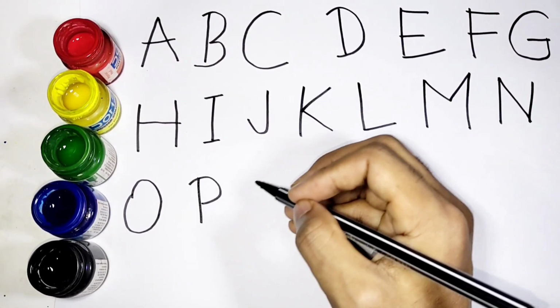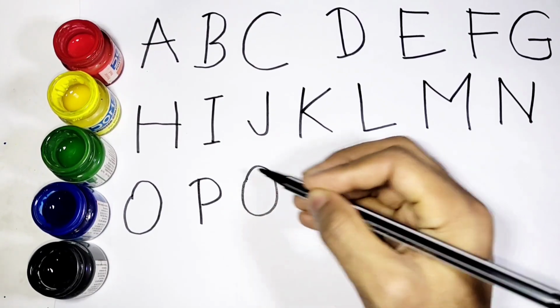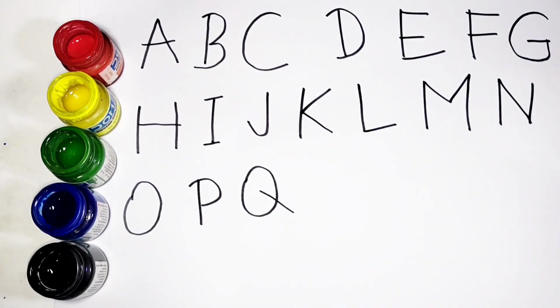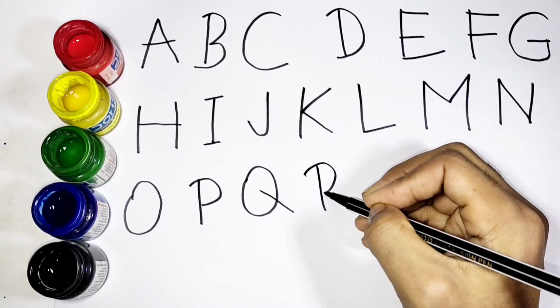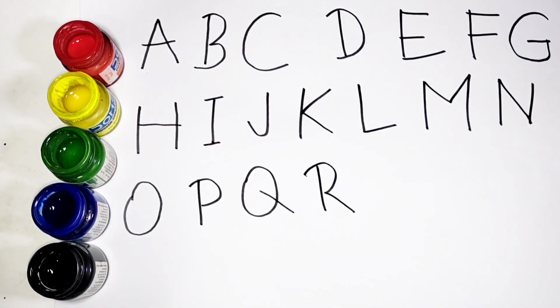The next one is P. P for penguin. Now we draw the alphabet Q. Q for queen. The next one is R. R for rose, R for rice.